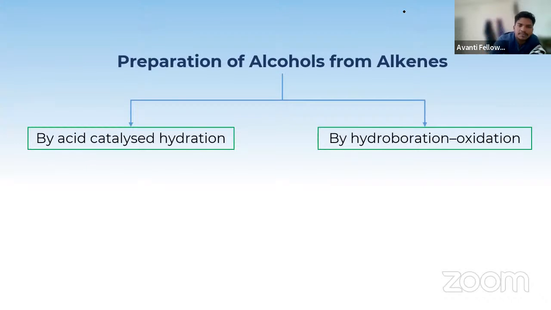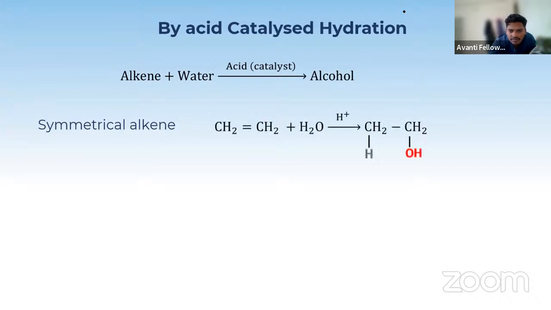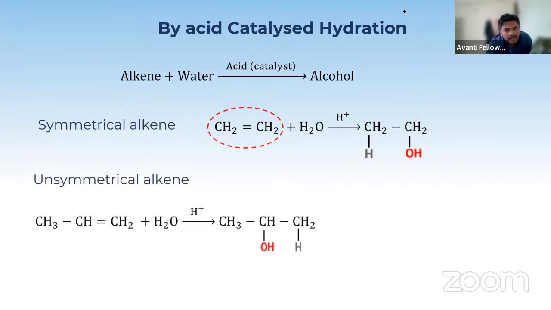So let's first see the acid catalyzed hydration. Here, alkene plus water, acid catalyzed, becomes alcohol. Usually with a symmetrical alkene there is no problem. If you are having HCl, then it adds directly. Unsymmetrical means you have a double bond with two different groups attached to it. Here hydrogens are there, but here a methyl group is there. So that's why there is a difference between them, and these are unsymmetrical alkenes.